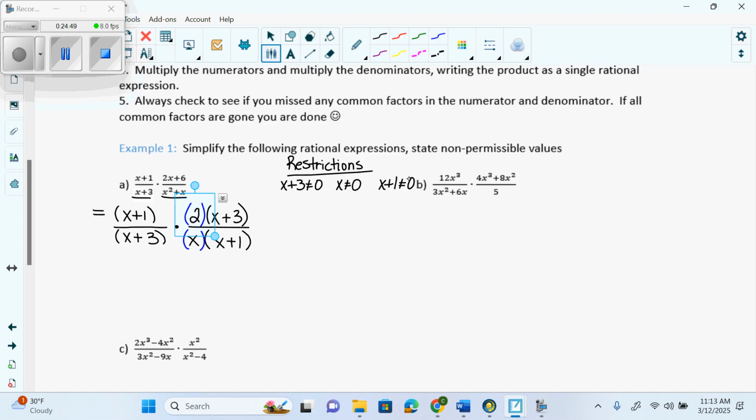Right? Then I need to solve them out. So I took all three of them. X plus 3, x plus 1. I'm going to subtract 3 from this one. And I'm going to get x can't equal negative 3. X can't equal 0 is done. And this one I'm going to subtract 1. X can't equal negative 1.